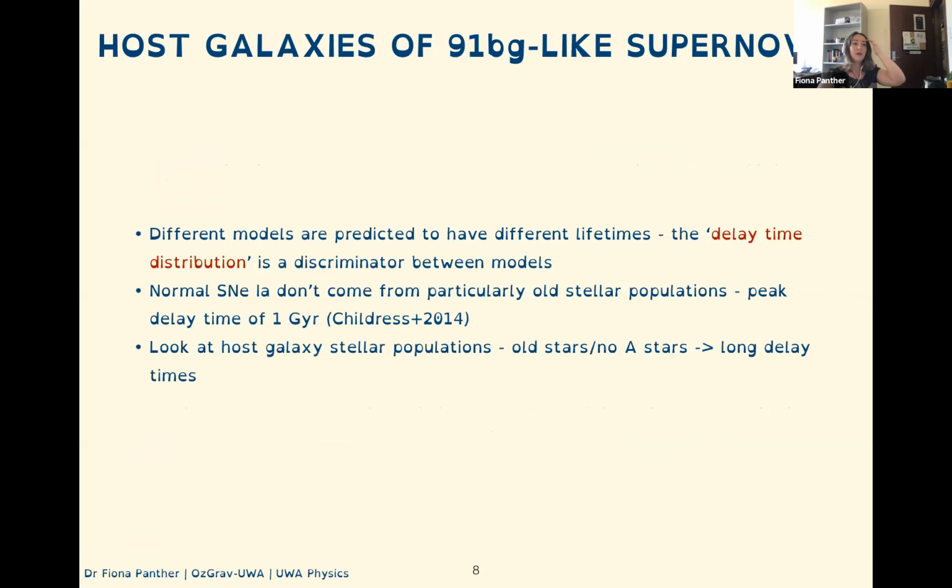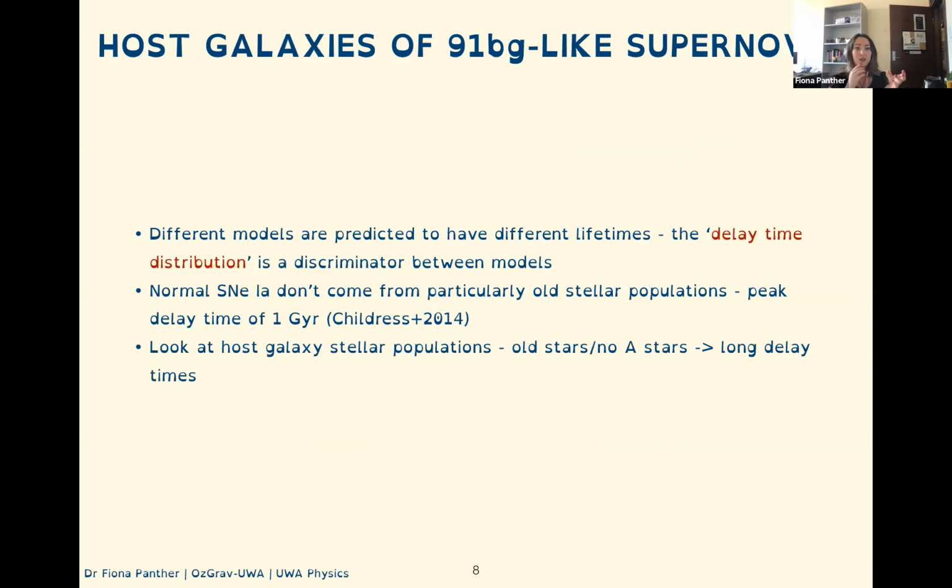So one of the ways we can learn about progenitors is actually not by looking at the progenitors at all. What if you looked at the host galaxies and the stellar population that hosts the supernova? So this is something that I did with 91bg-like supernovae, these subluminous peculiar type Ias. Different progenitor models are predicted to have different lifetimes. So the delay time distribution, the time between star formation and explosion, means you can discriminate between models.